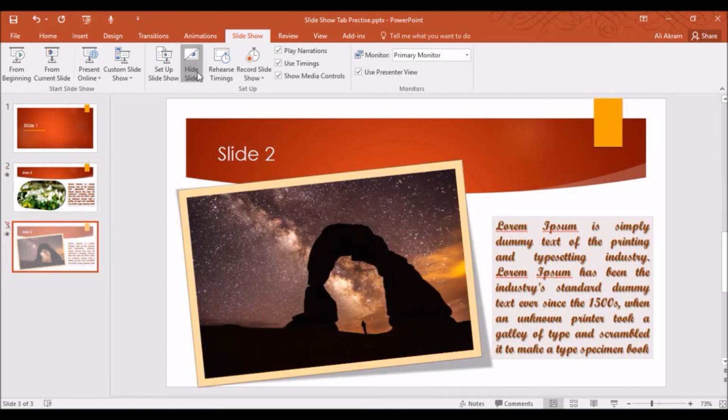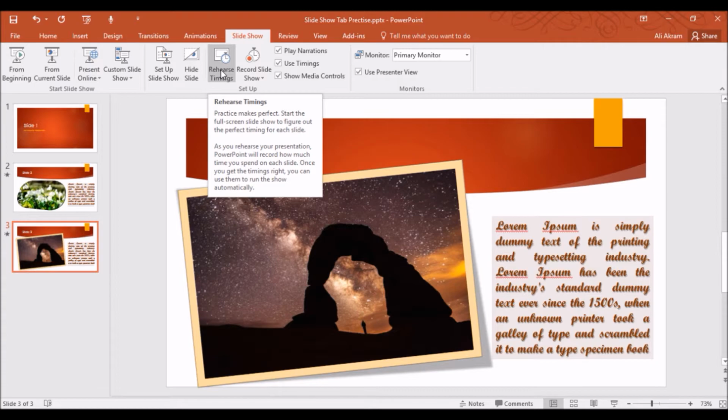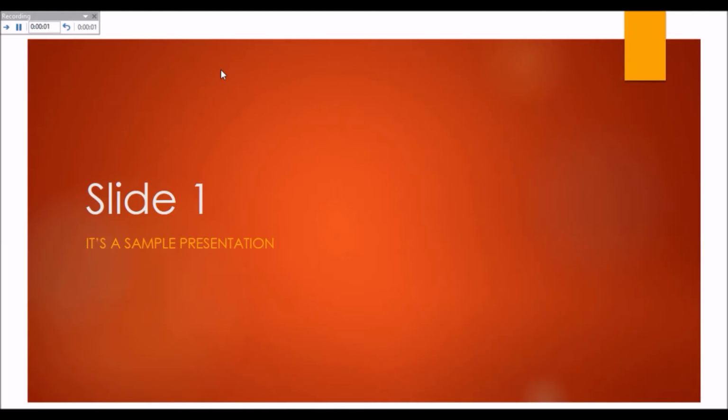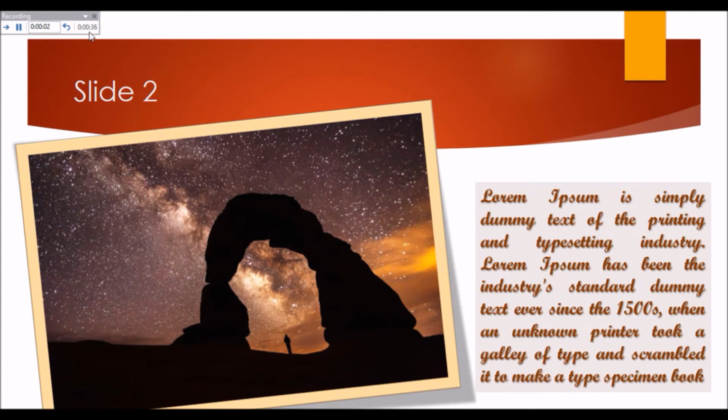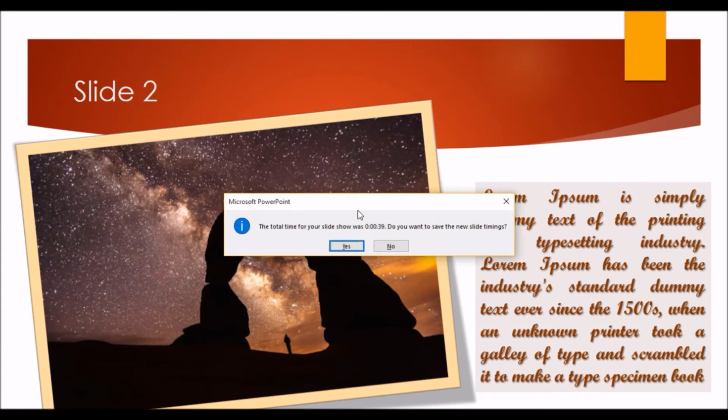We'll undo it. Then we have the Rehearse Timings option. When this option is clicked, a recorder records our time for each slide. This timer is reset when we move to the next slide. There is also a timer which keeps track of the time of all the slides collectively. Once the slideshow ends, our timer shows the collective time for our presentation. If we want to save the new slide timings, we can click yes or we can click no.